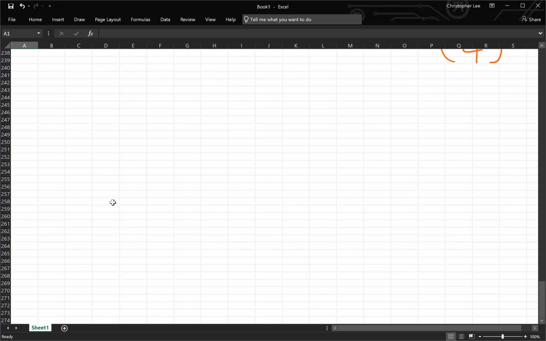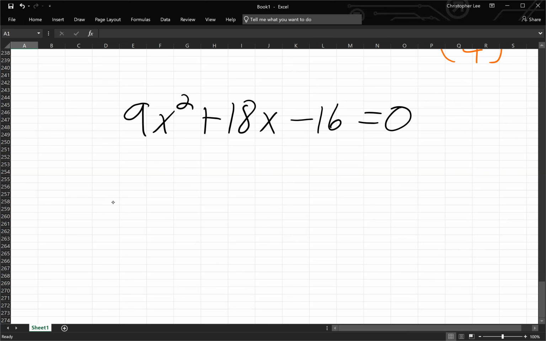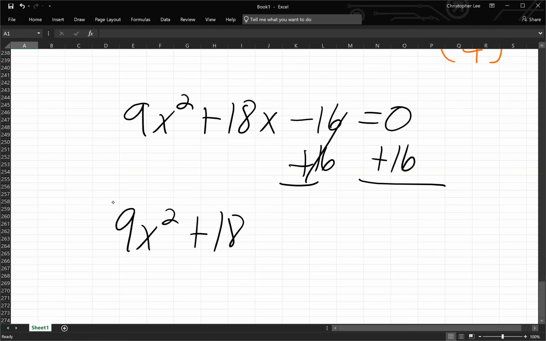So same thing, completing the square, this next question. This is 9x squared plus 18x minus 16. Your first goal is to isolate the constant term, so I'm going to add 16 over here. What I do to one side, I have to do to the other. So now I have 9x squared plus 18x is equal to 16.